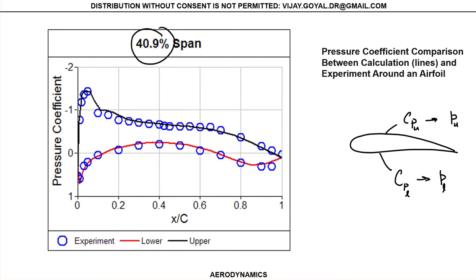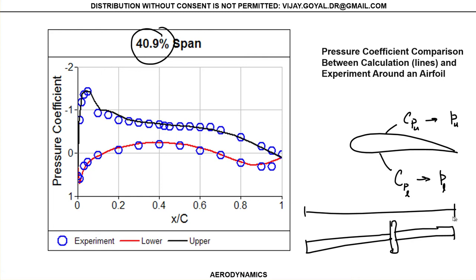40.9% of the span. When we talk about the span, you have the aircraft, and this is the total span of the aircraft, which we call B. So this was approximately calculated at this distance, about 0.41 B, where B is the total span from tip to tip. So this is how this was calculated.